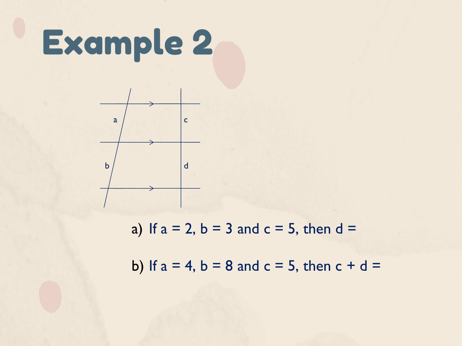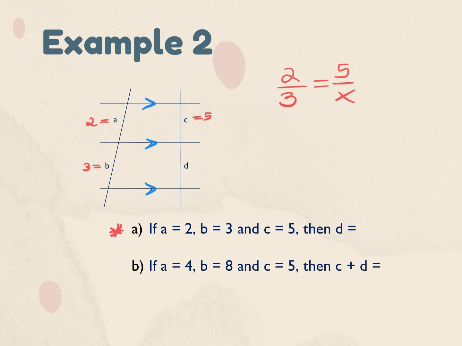Okay, so here's our example. Notice the arrows on the lines indicating that these are three parallel lines. And remember, it's going to split these transversals on the sides proportionally. So for part A, I'm gonna go ahead and answer this one in red, and I'm gonna add the numbers to my picture. So A equals 2, B equals 3, C equals 5, and they want me to find D. So I'm gonna set up my proportion top over bottom. So I'm gonna do 2 over 3 is equal to 5 over x.